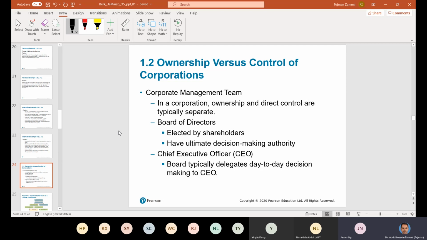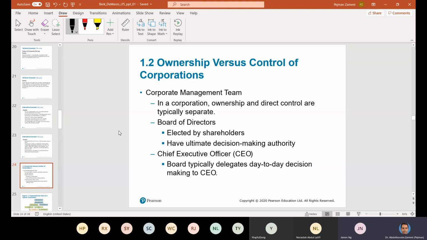Corporate management team. In a corporation, ownership and direct control are typically separate. See that? In a corporation, ownership and direct control are typically separate. The board of directors, elected by shareholders, has ultimate decision-making authority.